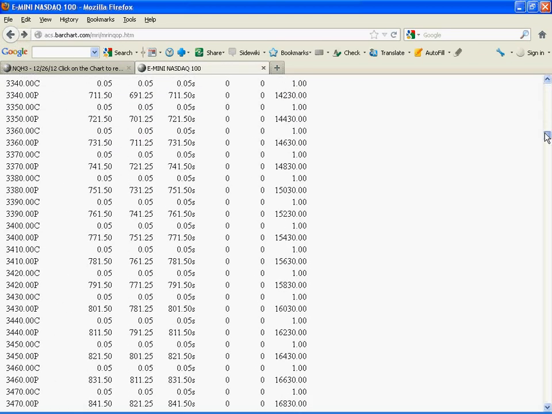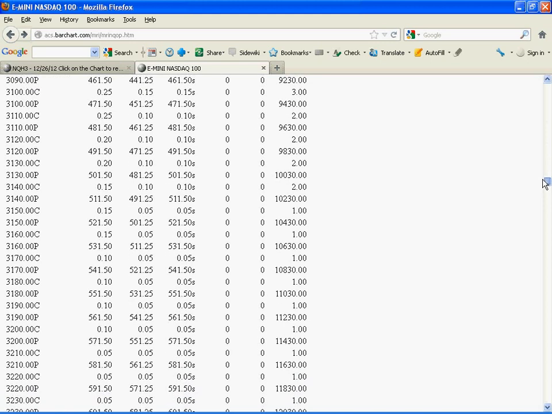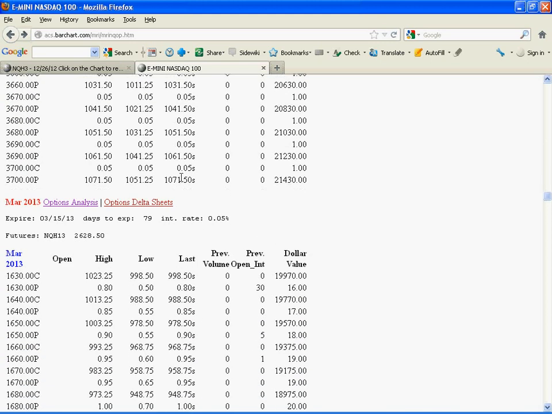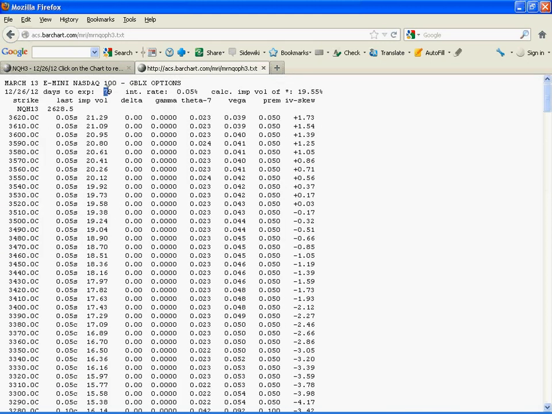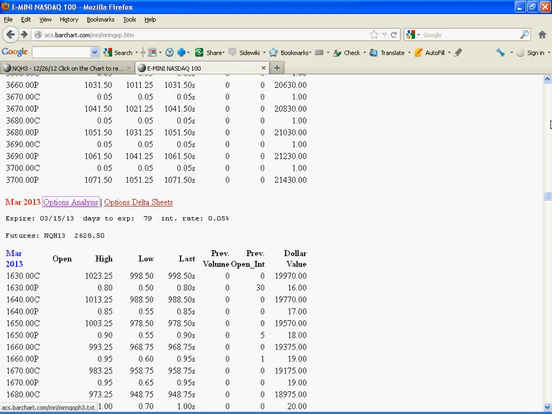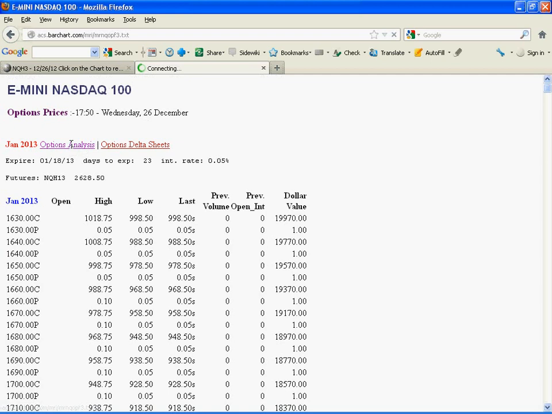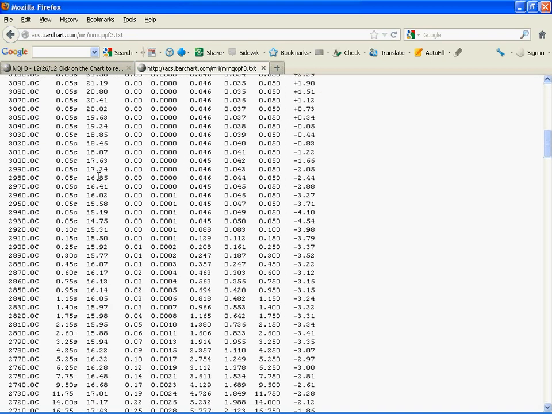And we're going to look at the March as well. March options have 79 days left until expiration. Now let's look at the option. I was looking at the 2880 call option, 0.45. That's the cost. Now look here, look at the theta, 0.357.